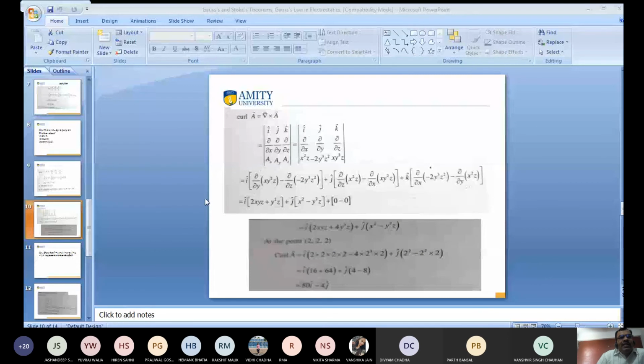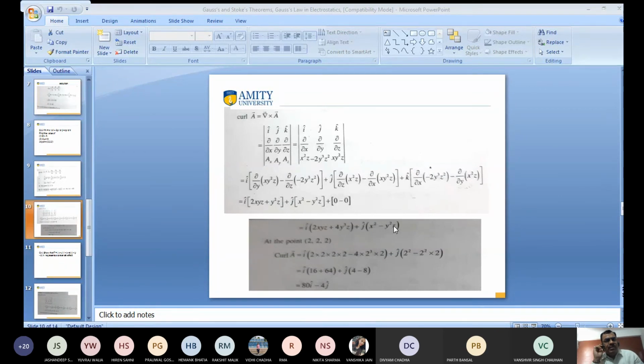Hello, my dear friend, have you seen this here? This is the correct value. I write here 2xyz plus 4y cube z, plus j is x square minus y square z. Okay, this is the correct answer. I substituted 2, 2, 2. Do you get my point? Do you get it or not? Hello, my dear friend.